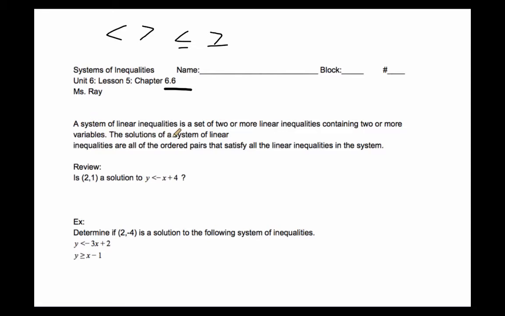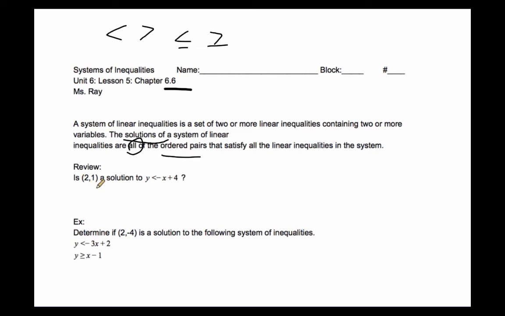So a system of linear inequalities is a set of two or more linear inequalities containing two or more variables. The solutions of a system of linear inequalities are all of the ordered pairs that satisfy all the linear inequalities in the system. So if I have two linear inequalities, and the ordered pair works for both inequalities, then it would be a solution. All right, so let's review.